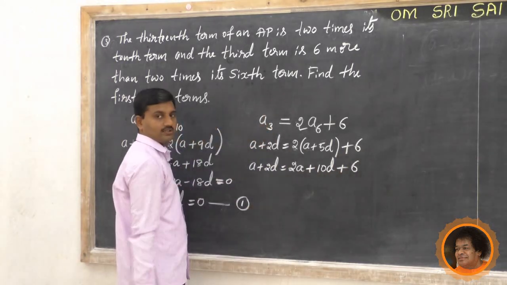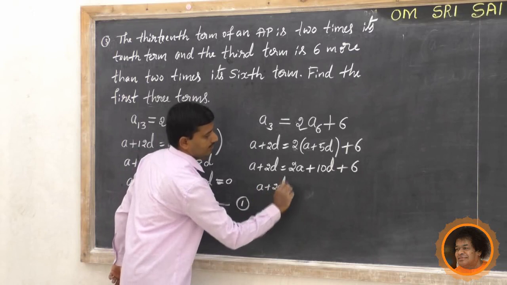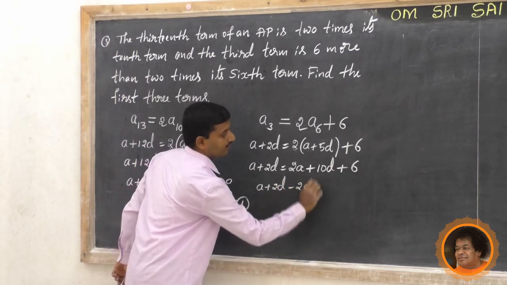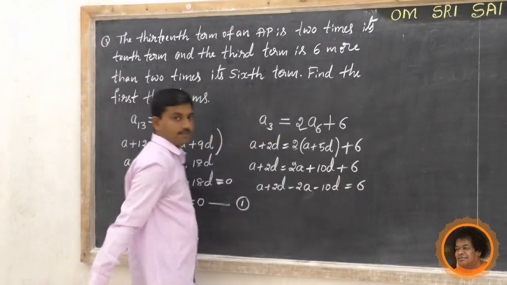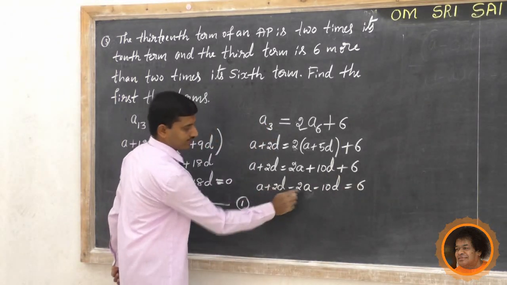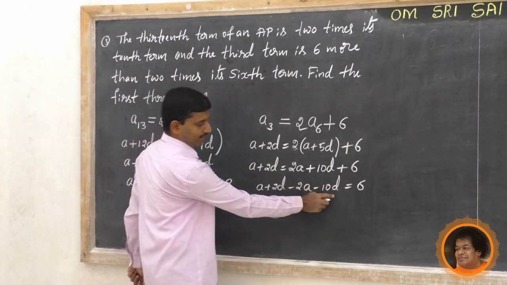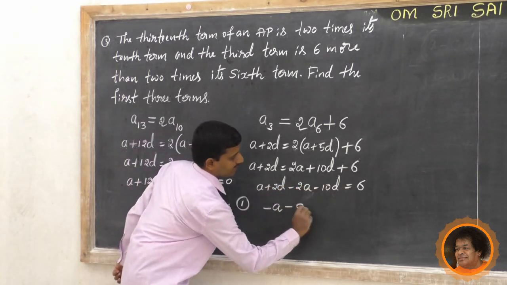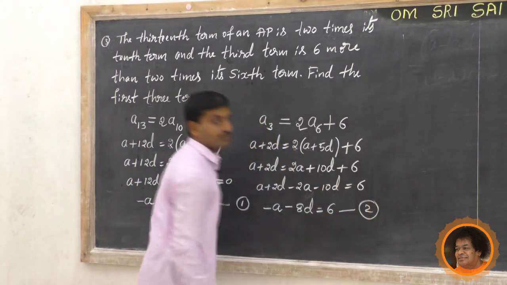Now transpose all the variable terms to the left hand side. A plus 2D plus 2A becomes minus 2A, plus 10D becomes minus 10D, equal to 6. Plus A minus 2A, answer minus A. Plus 2D minus 10D, minus 8D, equal to 6. So this is equation number 2.